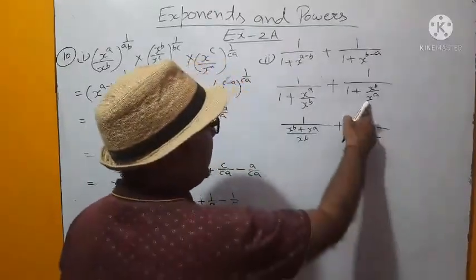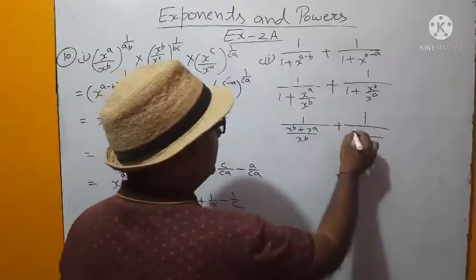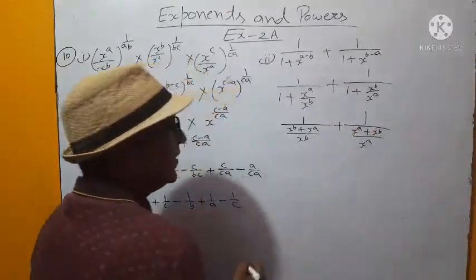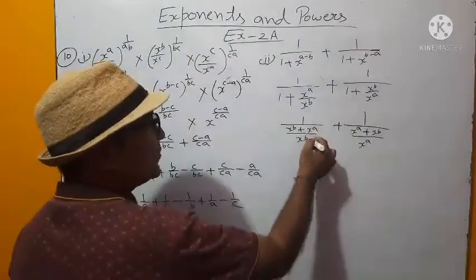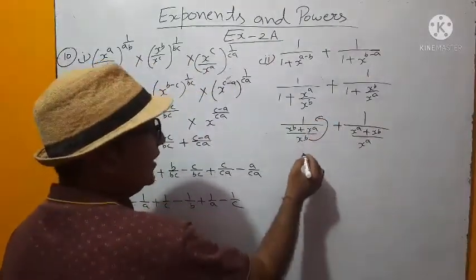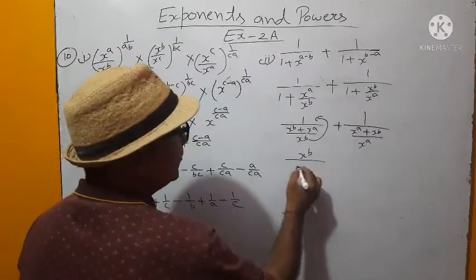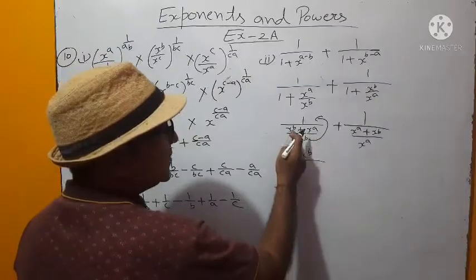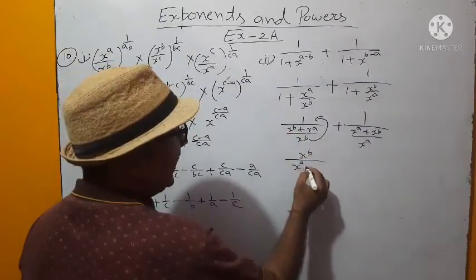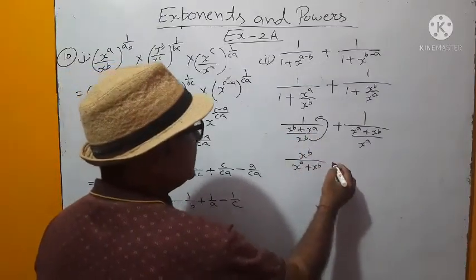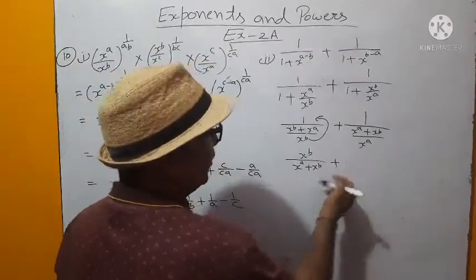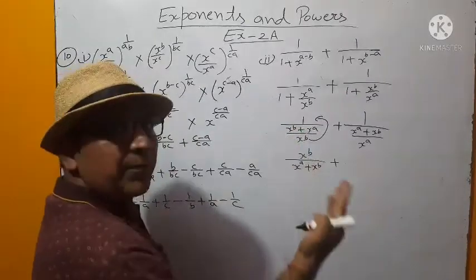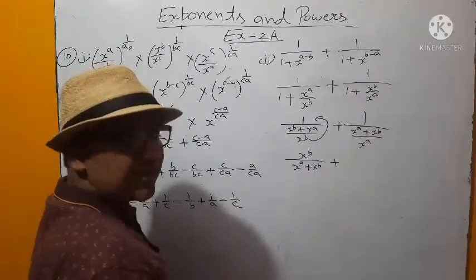Taking x power a as the LCM, it will be multiplied by 1. It becomes x power a plus x power b. Now this x power b will be multiplied with 1, so you will get x power b upon, use the commutative law. X power b plus x power a can be written as x power a plus x power b. I am just writing it in the reverse order only, because a plus b is equal to b plus a, both are same.